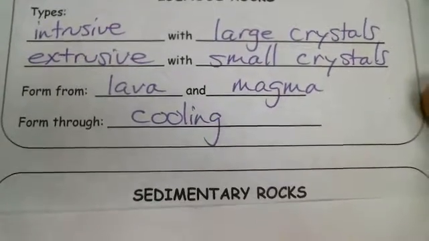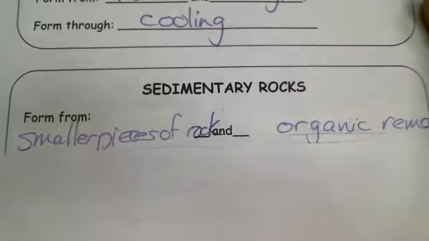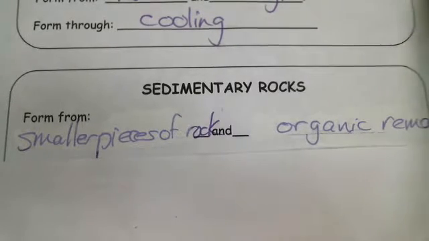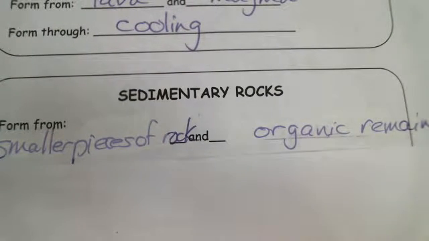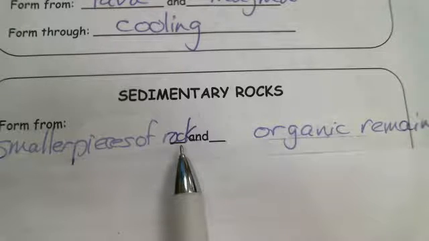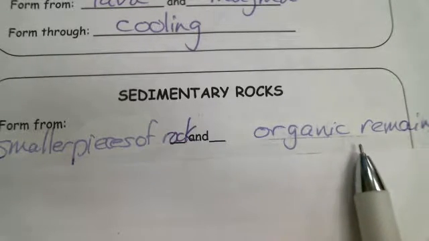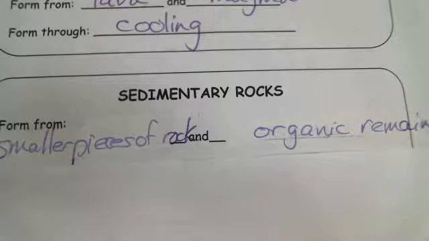Okay, the next kind of rock is sedimentary. Sedimentary rocks form from two different sources, smaller pieces of rock and organic remains. So smaller pieces of rock would be things like sand, gravel that's put together, dust, all sorts of tiny little weathered materials, or organic remains. They could be shells, bones, plant material.